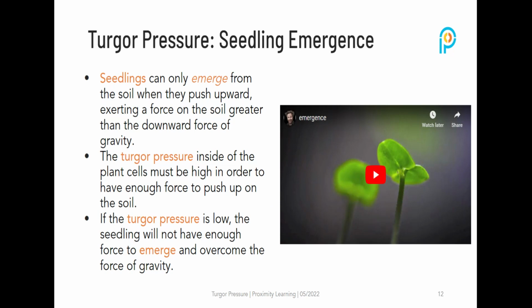All right, seedlings can only emerge from the soil when they push upward, exerting a force on the soil greater than the downward force of gravity. The turgor pressure inside of the plant cells must be high in order to have enough force to push up on the soil. If the turgor pressure is low, the seedling will not have enough force to emerge and overcome the force of gravity. And here's a quick video.